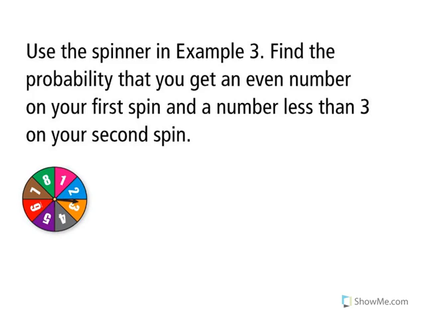Let's try another one. We're using the same spinner. I put it on here. Find the probability that you get an even number on your first spin and then a number less than 3 on your second spin. Well, what are our possible outcomes again? Well, 8, because it's the same spinner, right? So we have 8 possible outcomes no matter what we do.